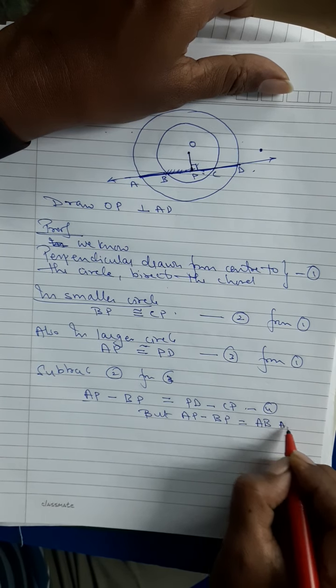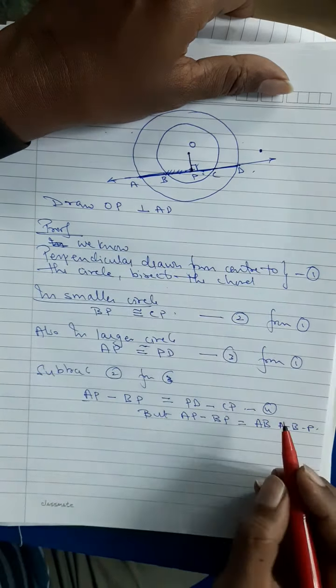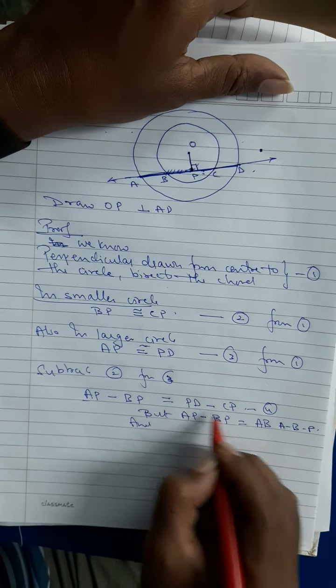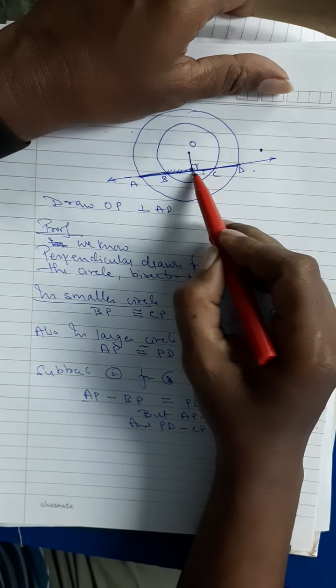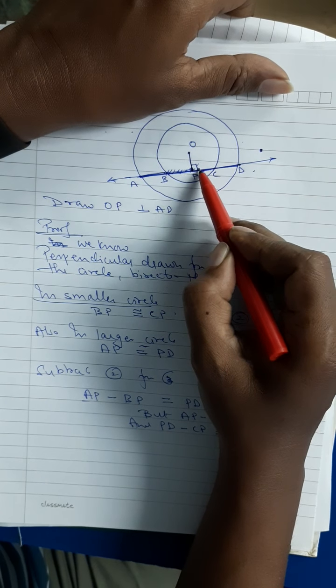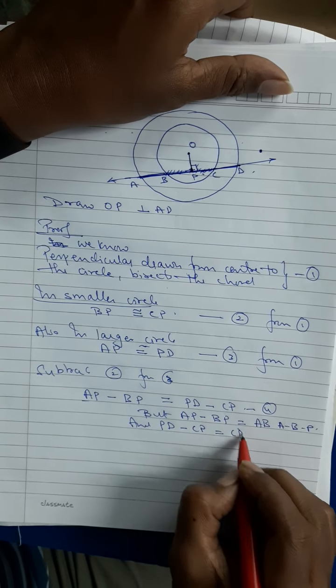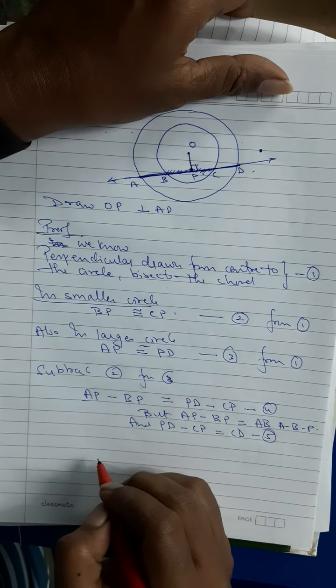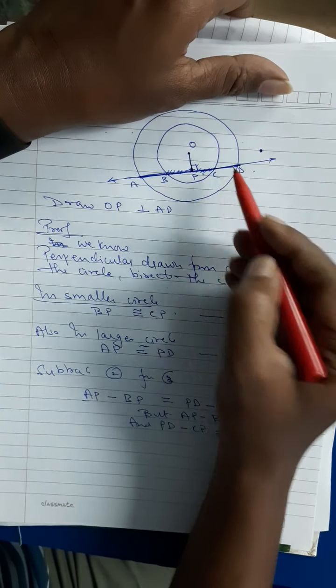Reason for this is A-B-P, they are in a straight line. And this one, PD minus CP, means this is cut. What stays is CD, because here P-C-D, they are in a straight line.